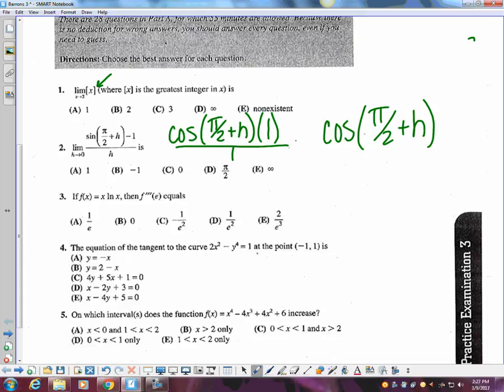Now, where's my h going? Can I plug a 0 in here? Okay, so the h is gone because it went to 0. So now I'm cosine of pi over 2. That's north. Cosine of north. 0.